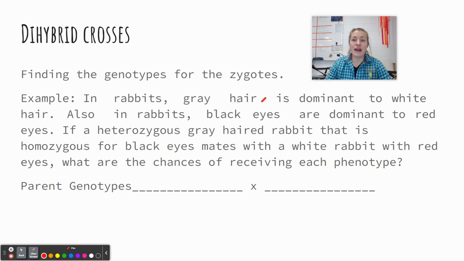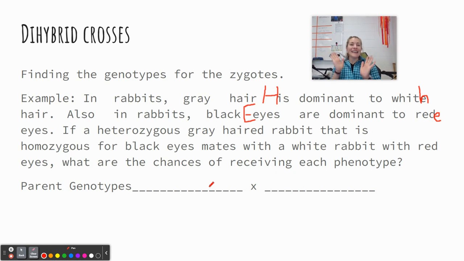So for example, in rabbits, gray hair is dominant to white hair. So what I am going to do is I'm going to use an H for hair. So gray hair is dominant. That's going to be a capital H. And then white hair is recessive. So that's going to be a lowercase h. Okay. And in rabbits, black eyes are dominant to red eyes. So for this, I am going to use an E for eyes. So black eyes are going to be a capital E, and red eyes are going to be a lowercase e. Oh my gosh, I just realized they're all going to say hee hee.